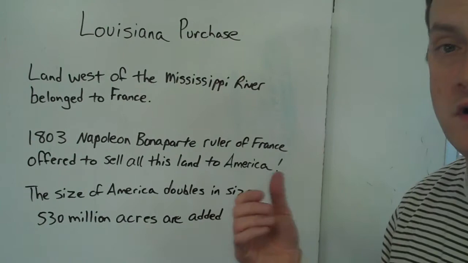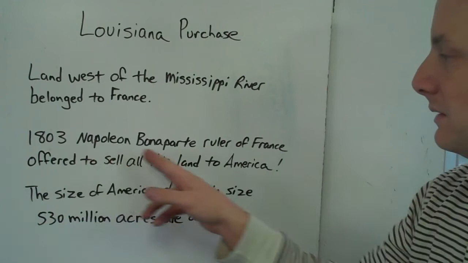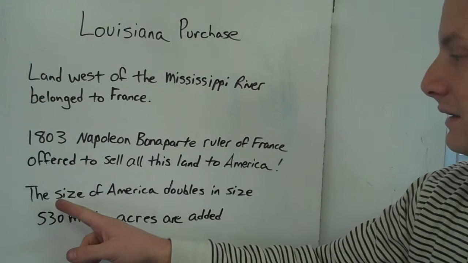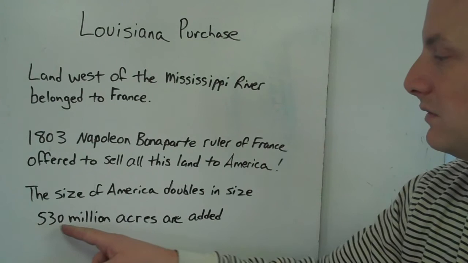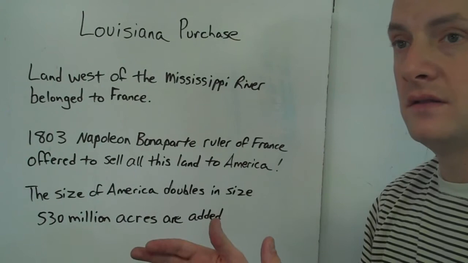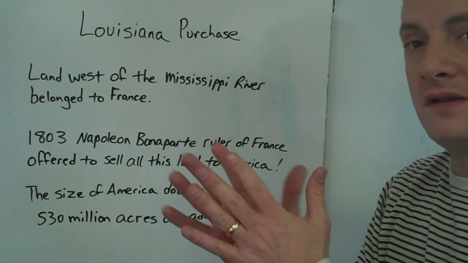And so in 1803, Napoleon Bonaparte, ruler of France, offered to sell all the land west of the Mississippi River to America. The size of America doubles, with 530 million acres added. Now, folks, that's a huge addition to the United States. So we go from all the states east of the Mississippi River to now having gained the land on the other side of the Mississippi River.